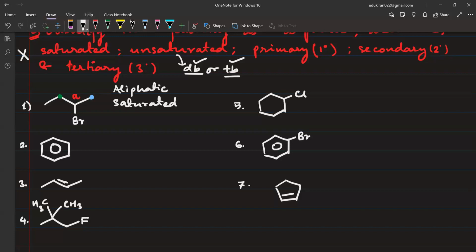So alpha, when it is directly connected to a carbon atom, is known as beta. तो ये एक आपके पास beta होगी and this is also a beta. तो how many beta carbons, Rabia? 2. तो ये हो जाएगा secondary, that is 2 degree. Okay. Got it? Yes, sir. Hello, I got disconnected.